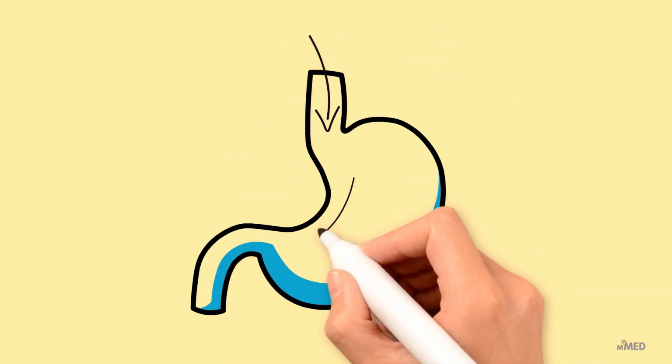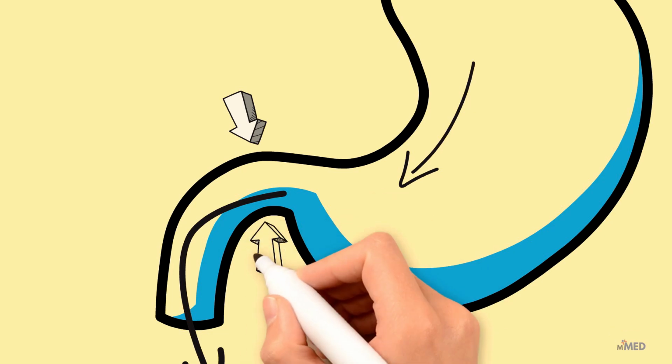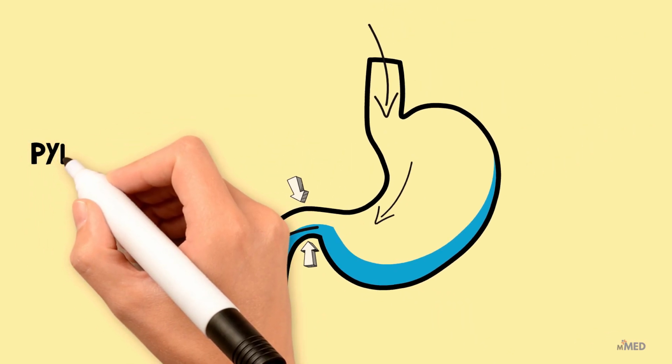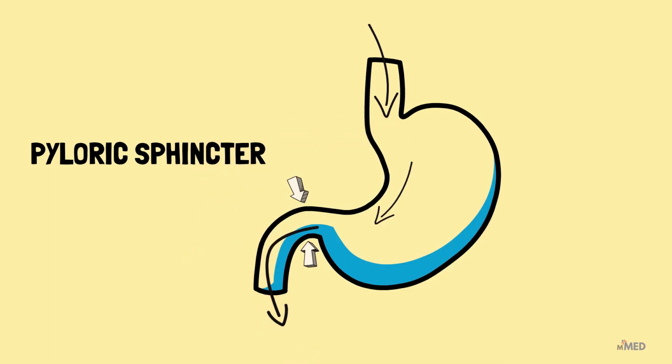This is your stomach. The food you eat reaches the stomach and is then sent to the small intestine through a ring-like muscle located at the junction between the stomach and the small intestine. This is known as the pyloric sphincter. It acts as a gateway that controls the flow of partially digested food from the stomach to the small intestine.